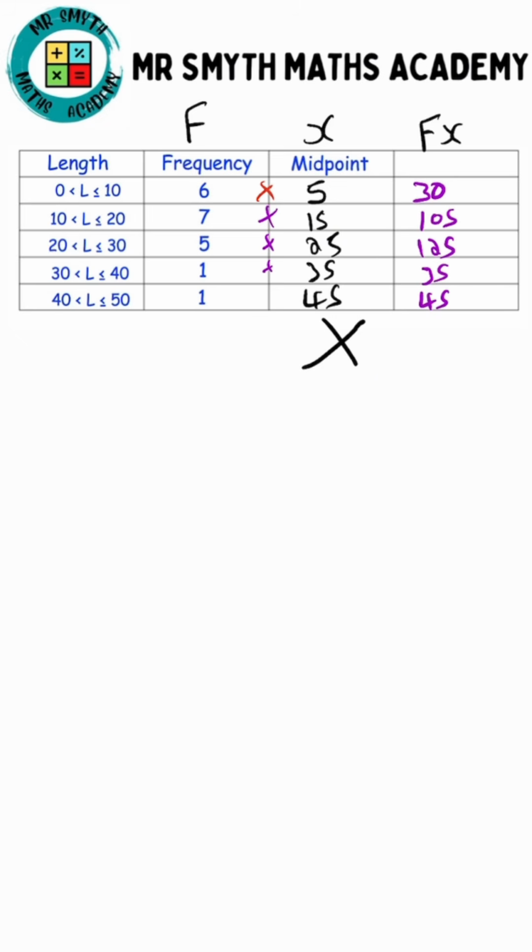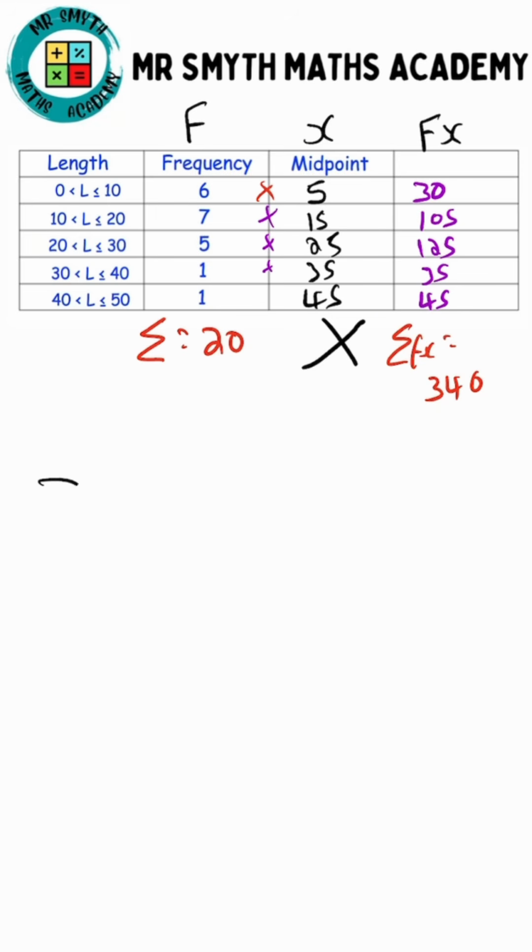Right, so I want you to do the total of this column here, the frequency total. So we've got 6 plus 7 plus 5 plus 1 plus 1, and that's going to give us 20. So the total of the frequency is 20. Now let's do the total of fx. So I've got 30 plus 105 plus 125 plus 35 plus 45, and that's going to give us 340.